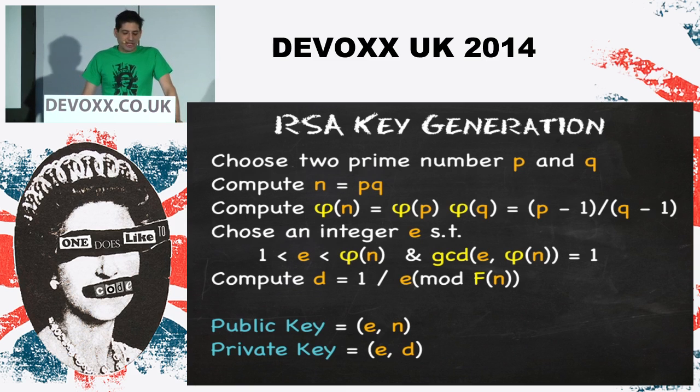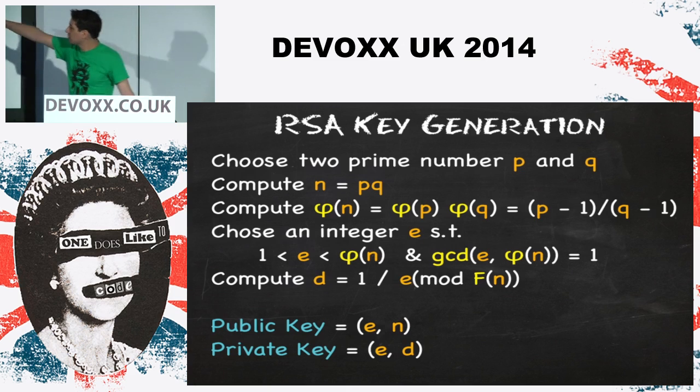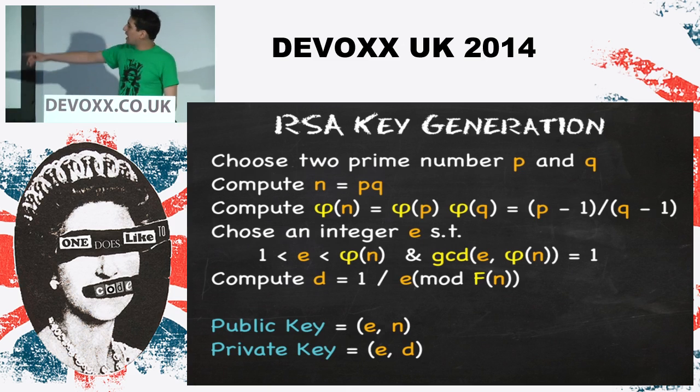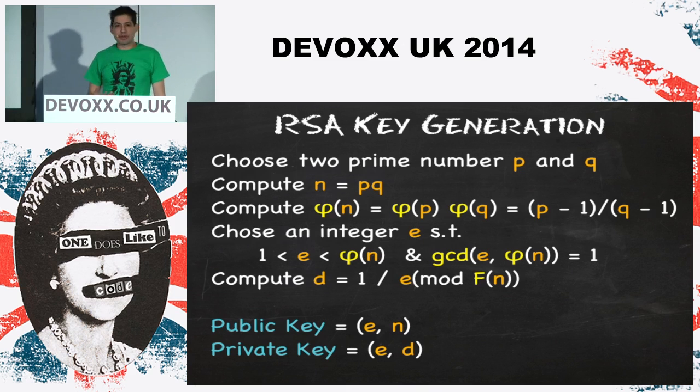And then we work out d. And the reason why we do this is because, as you can see here, the private key and the public key are actually a pair. So they both start with e, which is this magic random number we've picked in the middle, just here. And then they've either got n or d, depending on whether it's the public key or the private key.